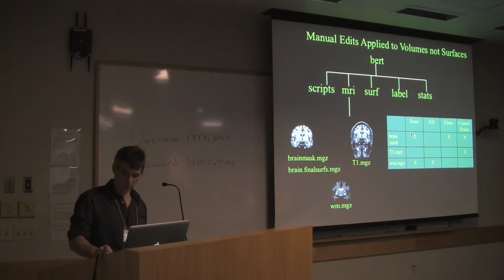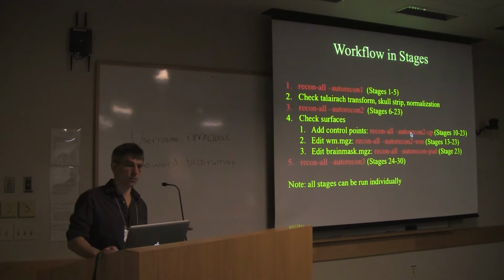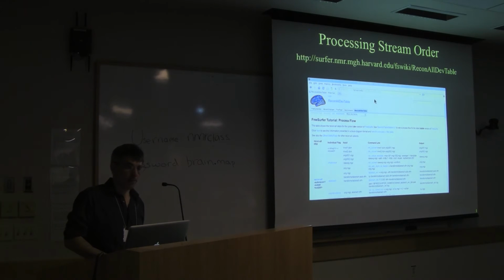So actually, I'll just go through some of these. So this is just the workflow in stages. If you add control points, you can run recon all, but instead of giving it a dash all, which tells it to do everything, you give it dash autorecon2-cp. So that tells it to start where control points are and do everything after that. If you want to look at all the gory details of what's happening in the stream, you can point your web browser to this location, and this goes through each individual step that recon all is running through.